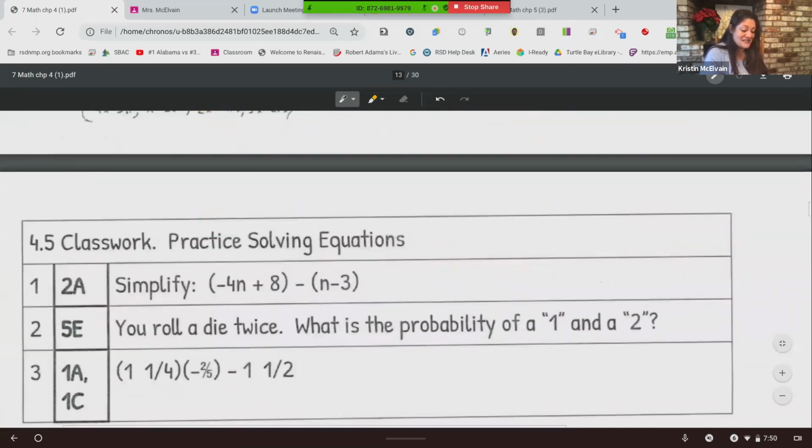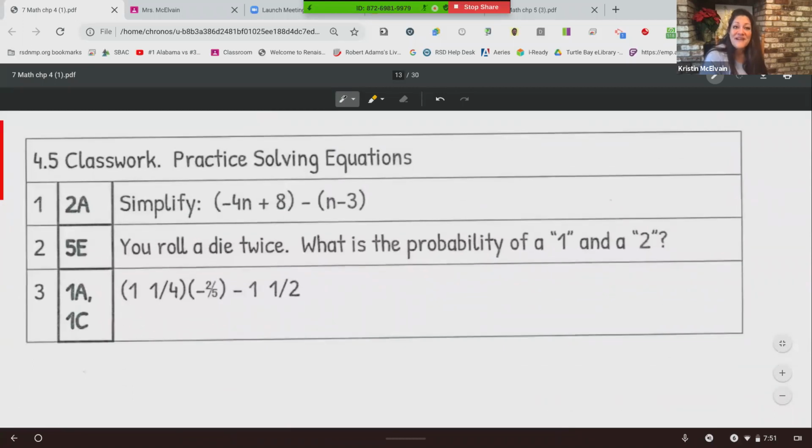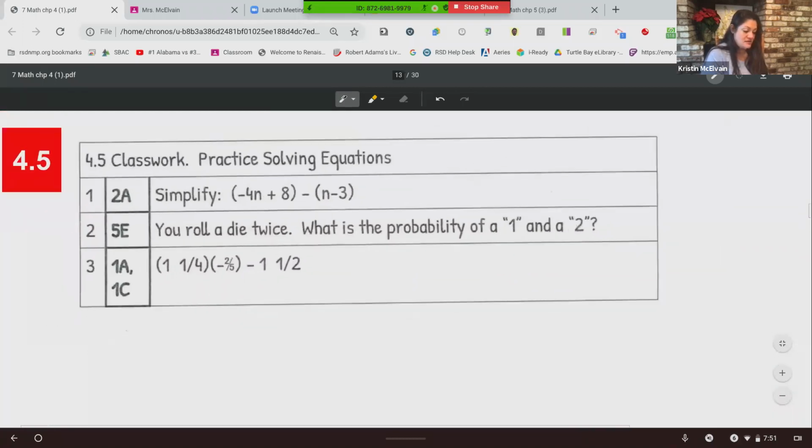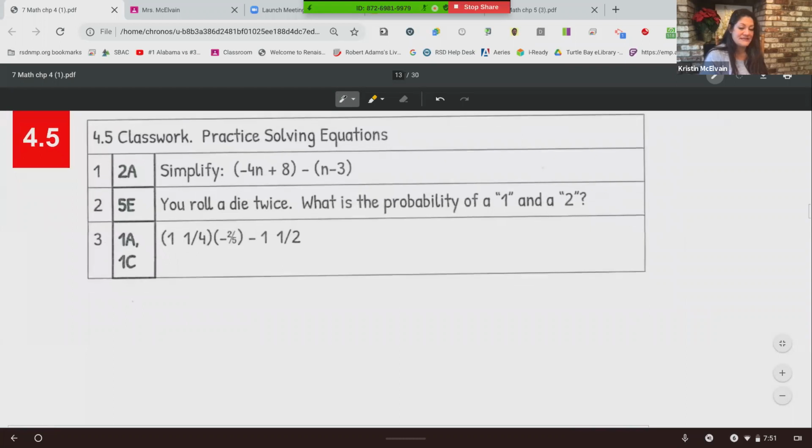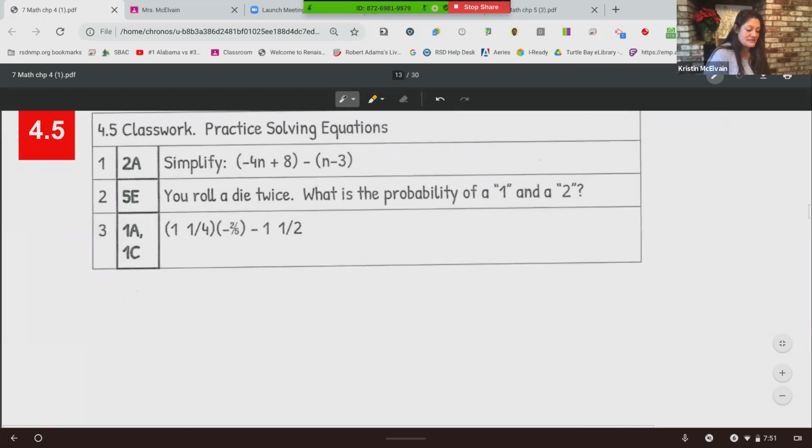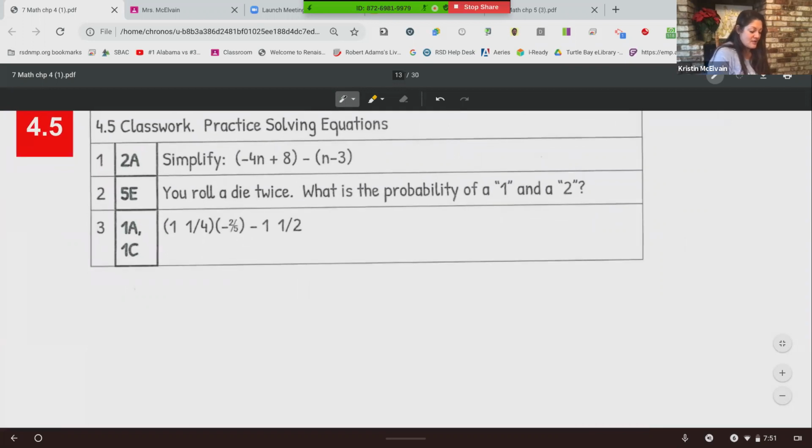I'm going to go right into the classwork of 4.5. All right, super easy peasy, just 3 problems on here. For number 1, it's telling us to simplify. You can use a piece of paper for this, or work on the back if you have room. Make sure that you label it correctly with 4.5, okay? And this is a different assignment on your yellow stamp card, so you'll just put 4.5, okay?